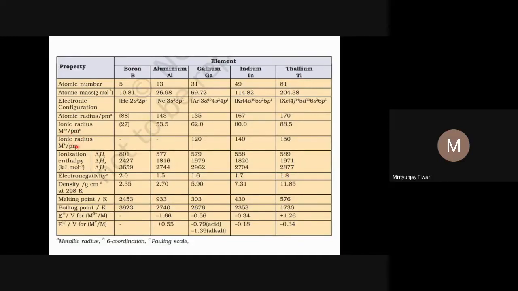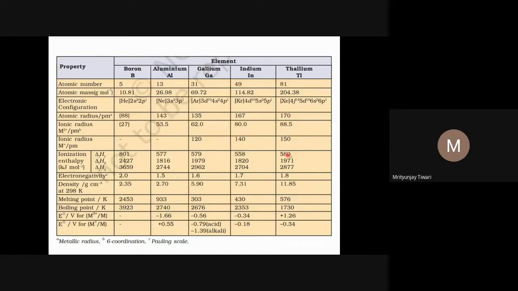Now the ionic radius when the ion has plus 1 charge only. Here boron and aluminum do not form a plus 1 ion. However, the plus 1 ion can be seen for gallium, indium, and thallium, and this is because of the inert pair effect. Here again, for these three elements there is an increase in the ionic radius as we go down the group. For ionization enthalpy, you can see there is no clear trend: it decreases, then increases, then decreases, then increases.